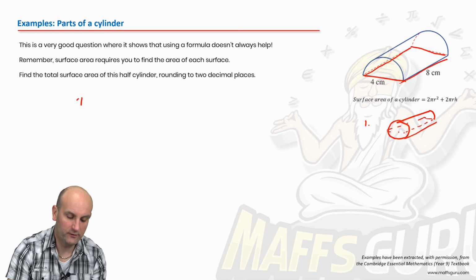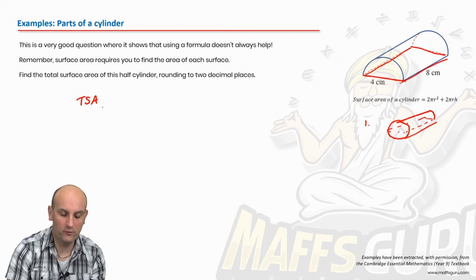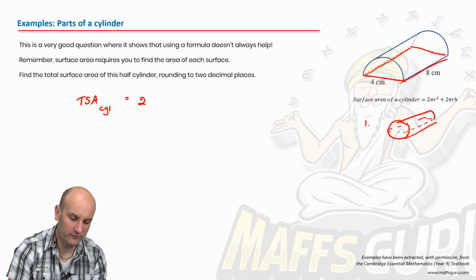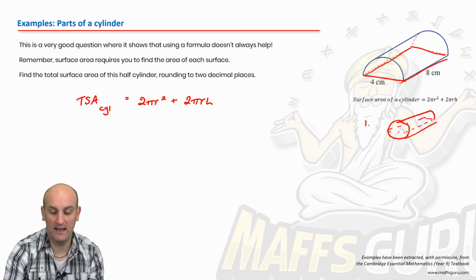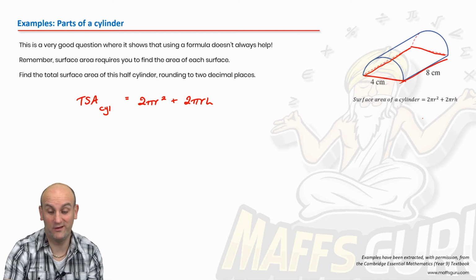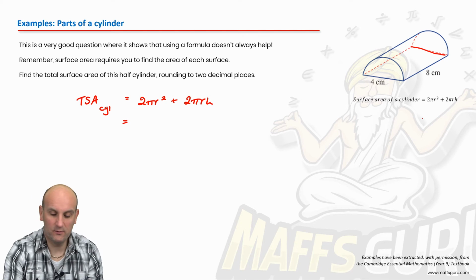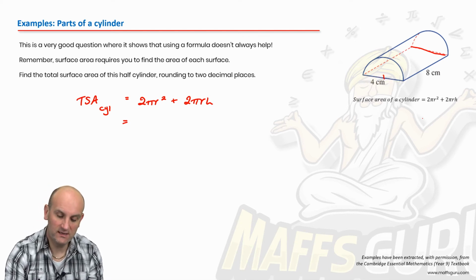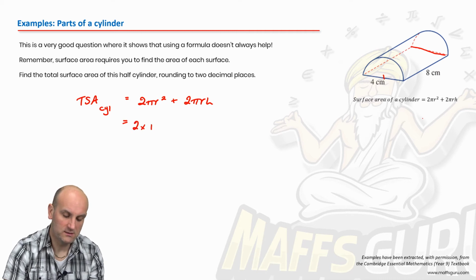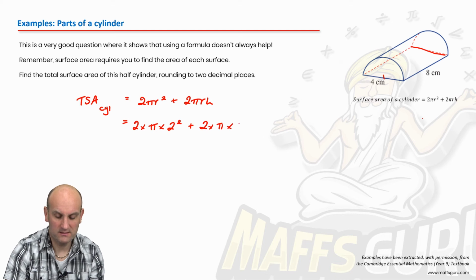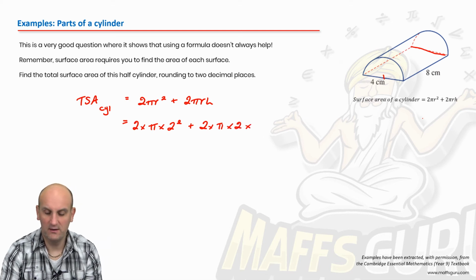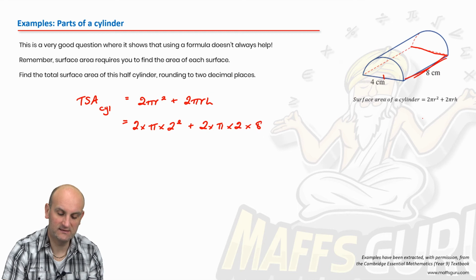So we now know the total surface area of a full cylinder is given by 2 pi r squared plus 2 pi r h. Now, I'm happy to use the formula here because I know what the formula is. So do we know the radius of our cylinder? Well, they've given us the diameter, which is 4 centimeters. So I know the radius is going to be 2. So that's 2 times pi times 2 squared plus 2 times pi times 2, still the radius, times the height or the depth, which is 8.